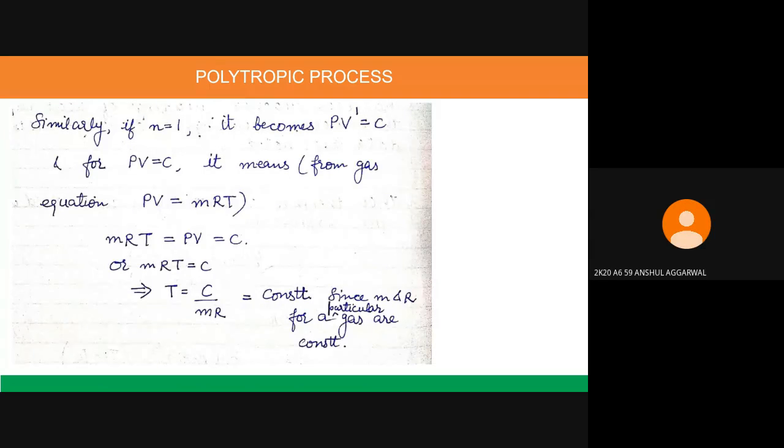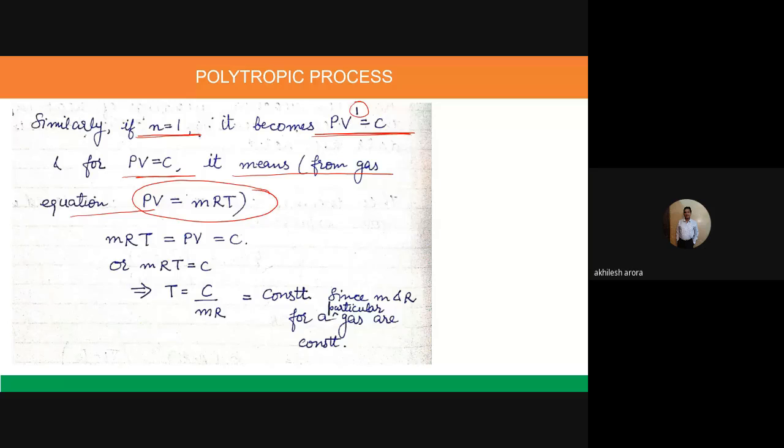Now when I say n is equal to 1, I can put the value of n equal to 1 here. Now you see here it is PV is equal to constant. For PV equal to constant, from the gas equation, what is the gas equation? It is PV is equal to mRT. And I say that T is constant, so this whole right hand side is constant. So PV is equal to constant means temperature is equal to constant.